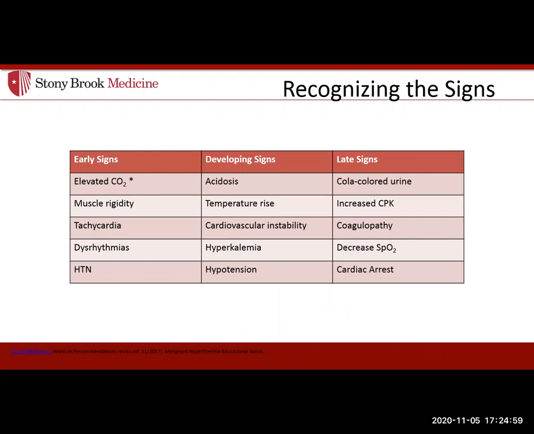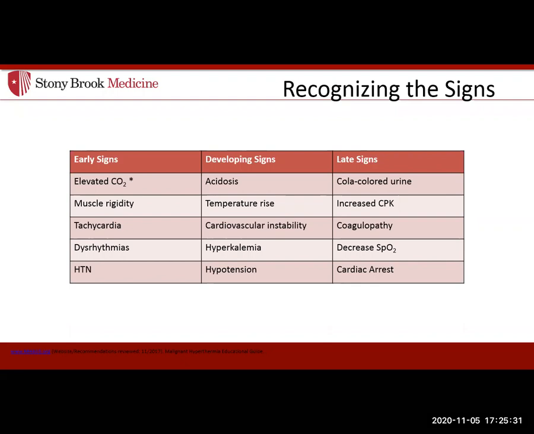This chart helps to divide the signs between early, developing, and late. Our early signs are listed here on the left. Elevated carbon dioxide is actually the most sensitive early marker for malignant hyperthermia. So post-anesthesia, if a patient comes in and you see that they have an elevated end-tidal CO2, that would be the most sensitive marker for a possible MH crisis. We also see muscle rigidity and tachycardia very early as well. So those are just things to look out for.